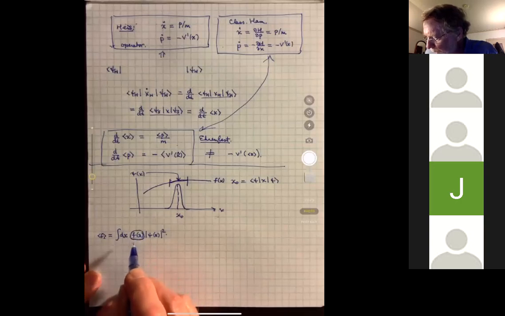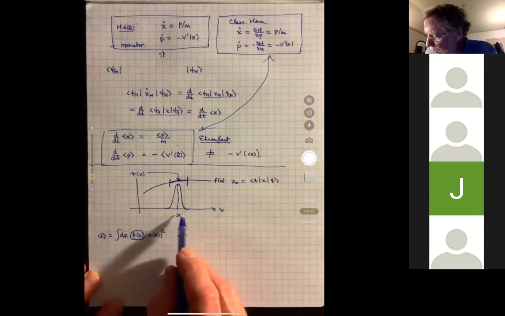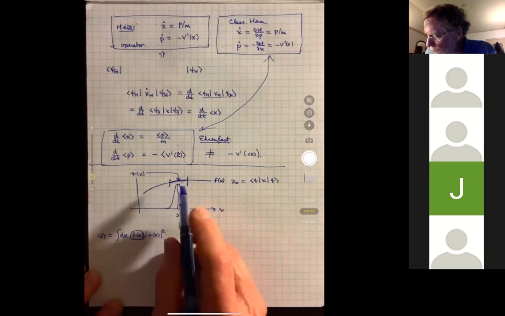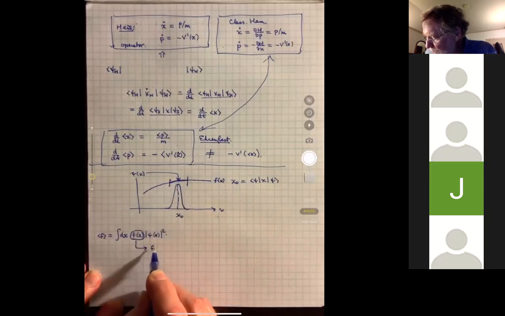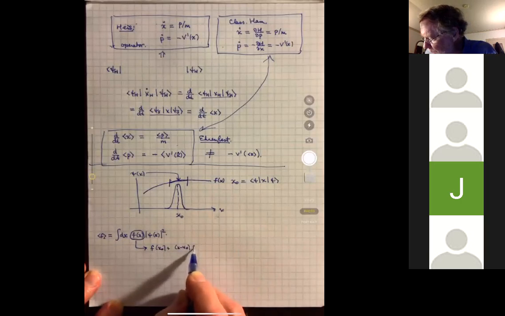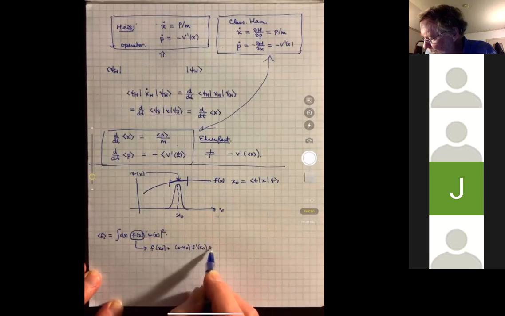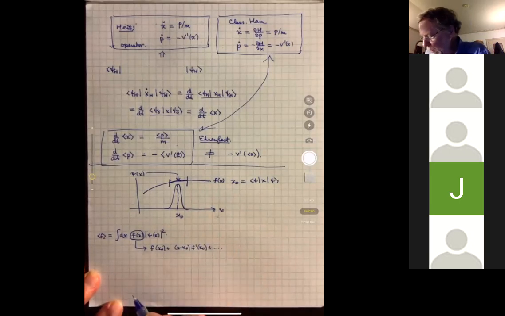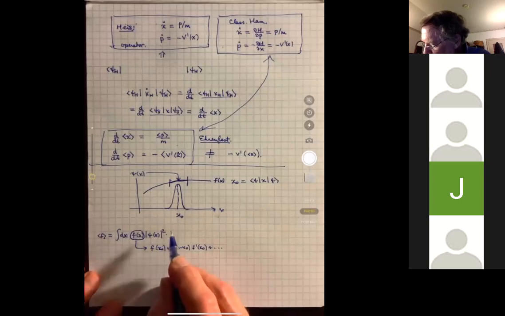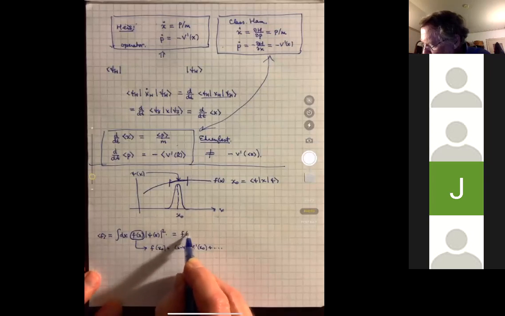Now, the only parts of the x-axis that matter are the parts near x0, and in that range, f can be well approximated by a Taylor series. So let's write this as f of x0 plus x minus x0 times f prime of x0 plus higher order corrections, quadratic corrections. Now, if you look at this formula here, replacing f by f of x0, the f of x0 is a constant. It's independent of x, can be taken out of the integral. What's left over is a normalization integral, which is just 1. So the first term of this is just equal to f of x0.